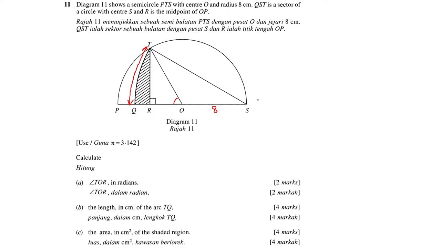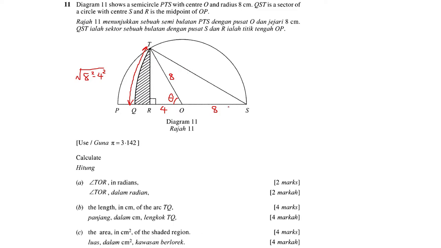We try to extract all the information given in the question first. Firstly, we need to know the radius is 8, so which means here is also 8. And the question tells you R is the midpoint of OP, so which means the length here is 4, and the length from P to R is also 4. So if this one is 8, this one is 4, and you can find the length of TR by using Pythagoras Theorem, right? Which is square root of 8 square minus 4 square. And we can find the angle of TOR either using sine or cos or tangent.